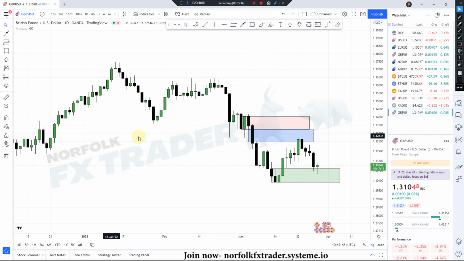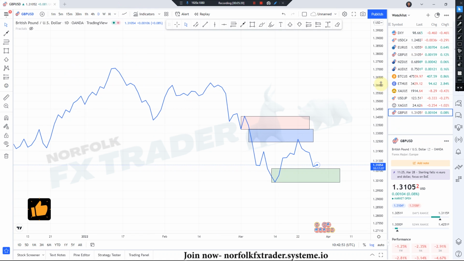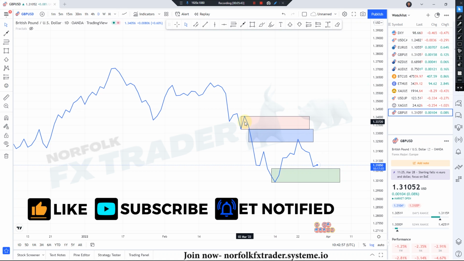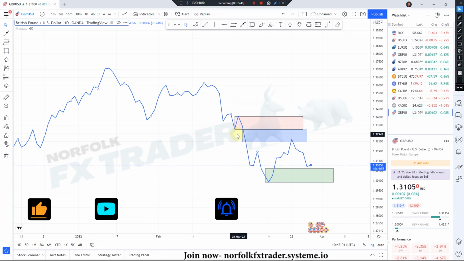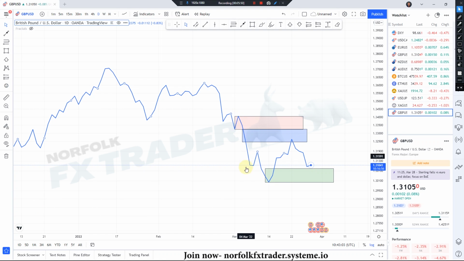So now we have our zones. Now if we go back to the line chart quickly, you can still identify this is our area of supply or our order block based on this area on the chart where we see price making that consolidation before we drop away. There's no strong movement here, but there is a strong movement away from this area.